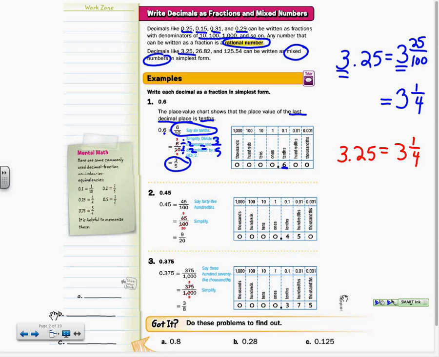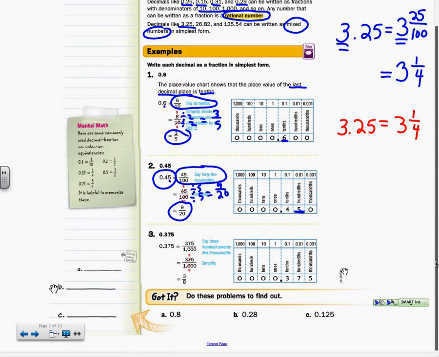Okay, 0 and 45 hundredths. Since the 5 ends in the hundredths place, right here in our chart, we say 45 hundredths, so we can write it as a fraction how we say it. We're going to divide both 45 and 100 by 5. And 45 divided by 5 is 9, and 100 divided by 5 is 20. So that's how we go from this decimal to that fraction.